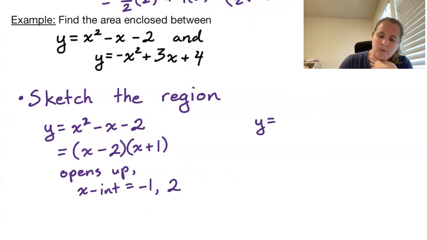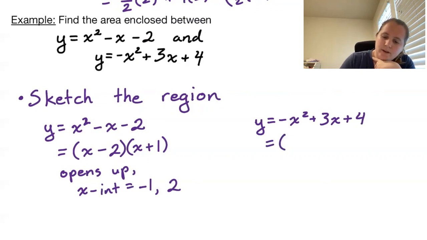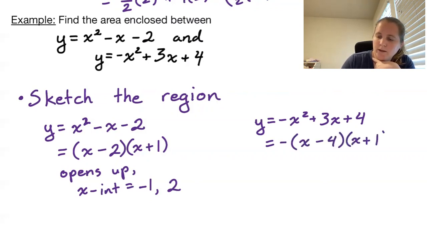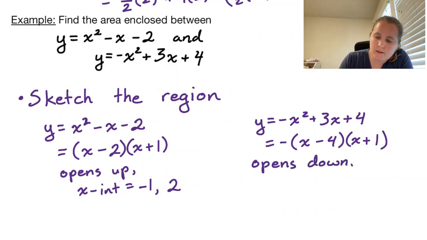That second equation, y equals negative x squared plus 3x plus 4. This factors as, we can pull out a negative out front, and then we will have x minus 4 times x plus 1. That would give us, without the negative, x squared minus 3x minus 4. Multiplying the negative, we get what we want. This opens down. We have the negative out front. And our x-intercepts are -1 and 4.